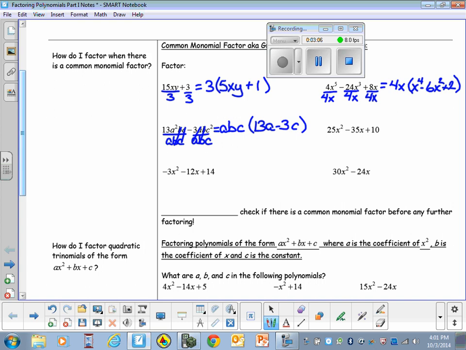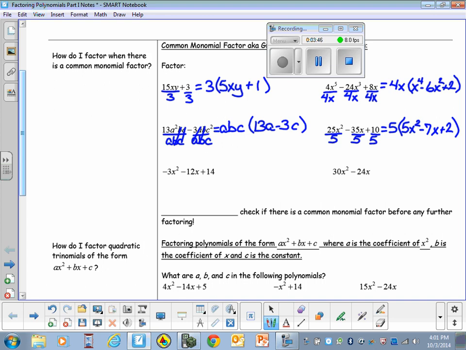Okay, for the next one, 25x squared minus 35x plus 10. They all end in 5 or 0. So I can definitely pull out a 5. I could pull out an x from here and from the x squared and the x, but not from the 10. So it's just going to be a number this time. We'll divide each term by 5. 25 divided by 5 is 5. Keep the x squared. Negative 35 divided by 5 is negative 7. Keep the x. 10 divided by 5 is 2.